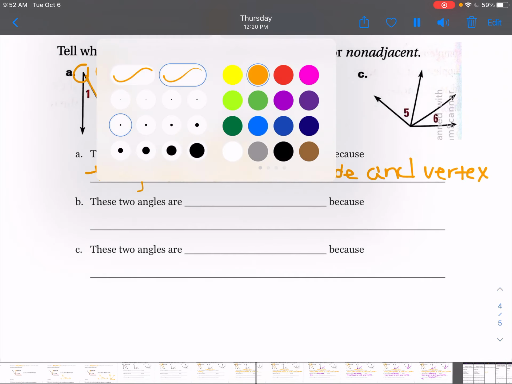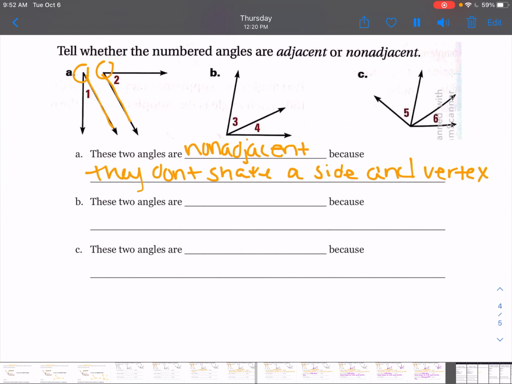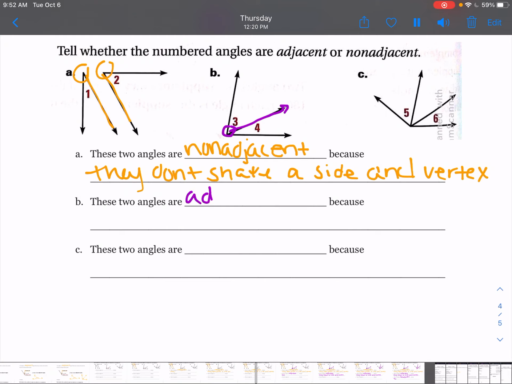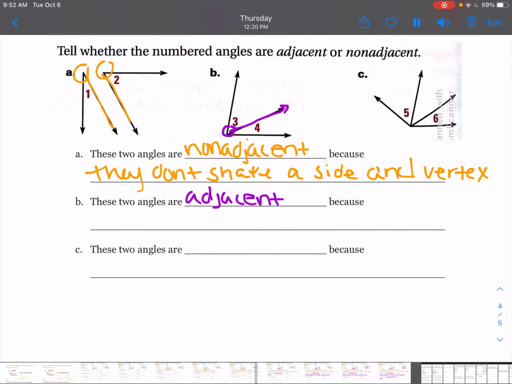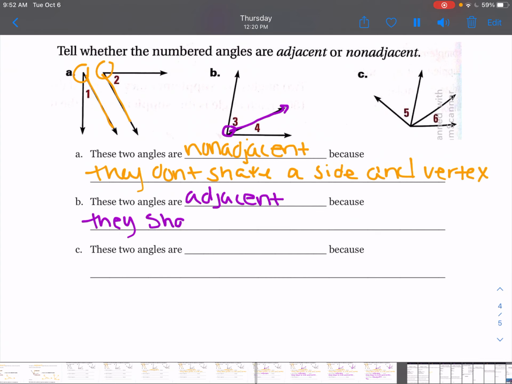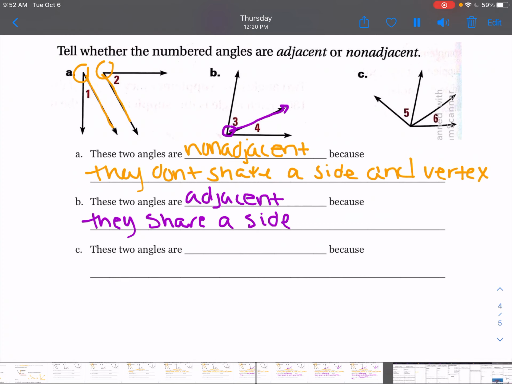All right, what about the next one? These two angles, 3 and 4, well, they share a vertex and they share a side, so they are adjacent, because they share a side and a vertex.